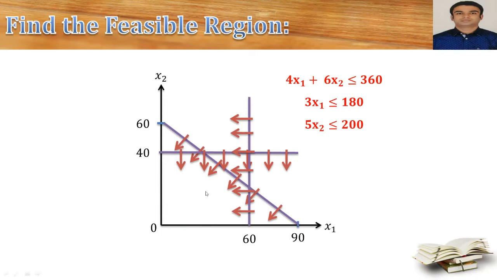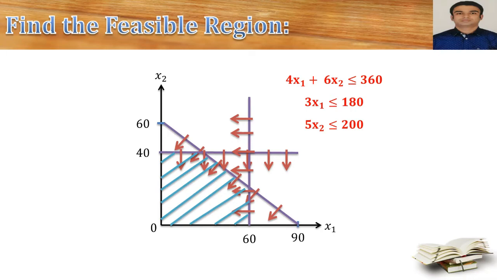So here, which area is the common area? This area marked out by the blue line is the common area with all the constraint equations. So this area is known as our feasible region.